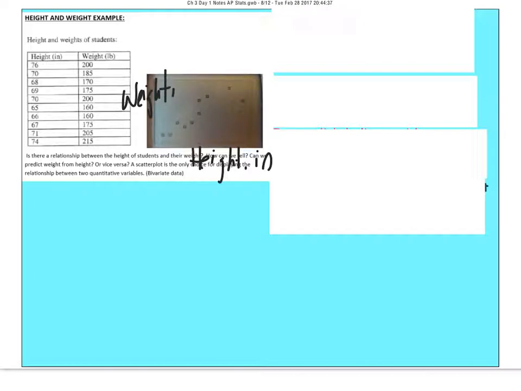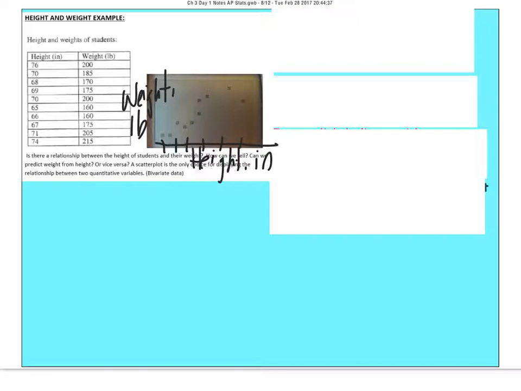And I'll show you in a little bit how to actually make a scatter plot on the calculator. But just remember what we would typically do for graphing this. We would do our tick marks on here and label them appropriately. And then come on in and just find the ordered pairs 76 and 200. So find 76 and 200, and you plot that particular ordered pair. And we do this.